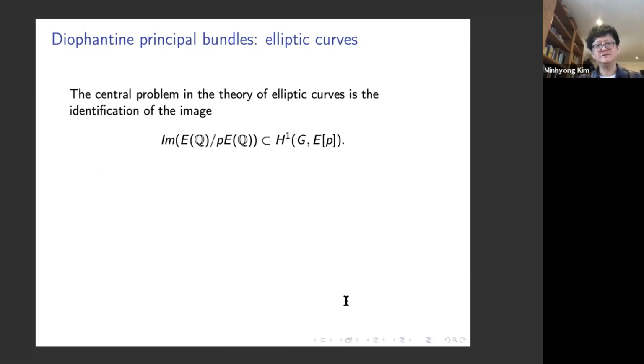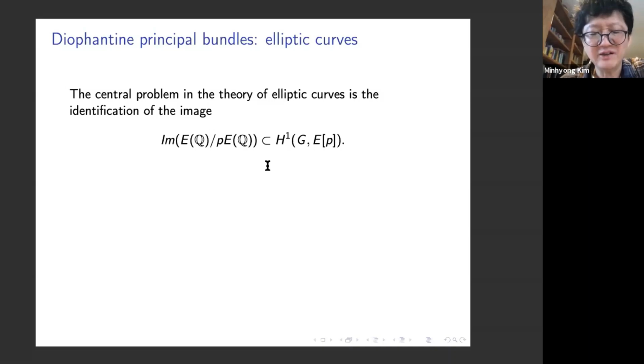You could say, and this is not an exaggeration, the central problem in the theory of elliptic curves is really identifying this image. In other words, you want to figure out how to compute this H1 in some way, and describe precisely how the rational points sit inside the H1. That is the source of most of the interesting Diophantine work on elliptic curves.